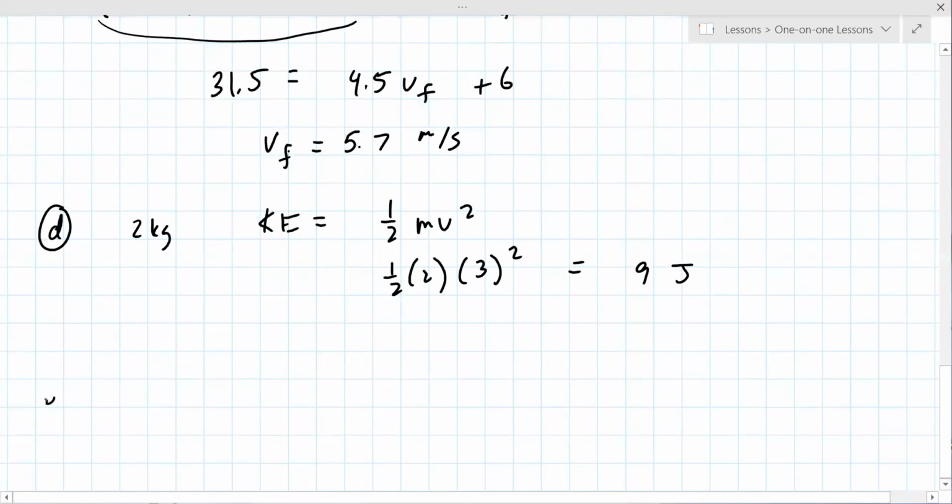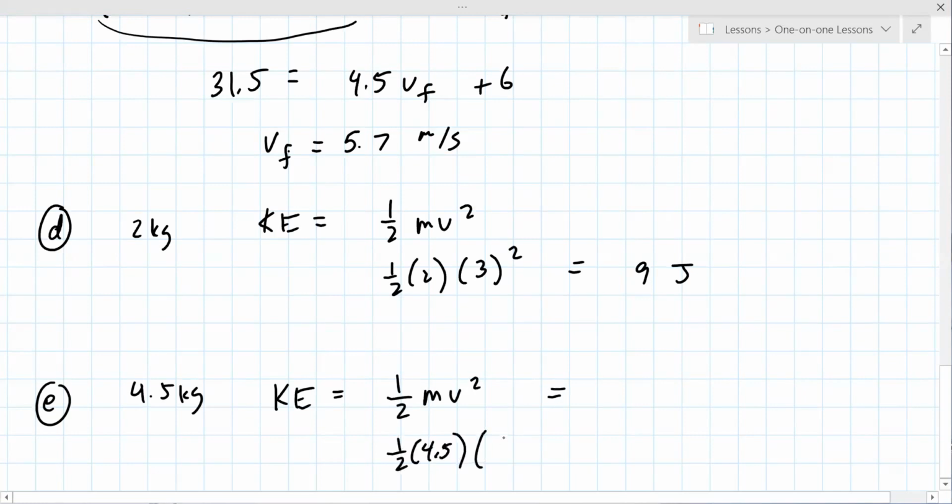Part E is the other block, the 4.5 kilogram block. Its kinetic energy is 1/2 mv squared. Its mass is still 4.5, and we calculated its new velocity to be 5.7. So you have to put that into the calculator. That's 73.1 joules.